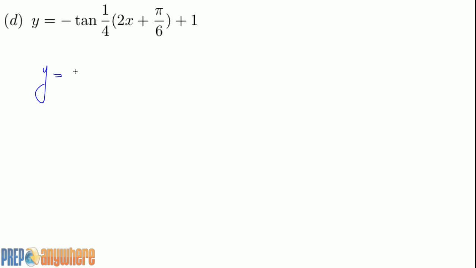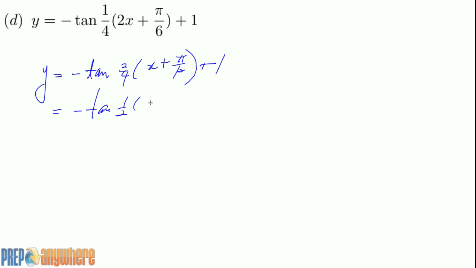is to factor out the 2. So 2 over 4. So we actually get a half in the front. What does that make the period? The period is now 2 pi. Alright, 2 pi.